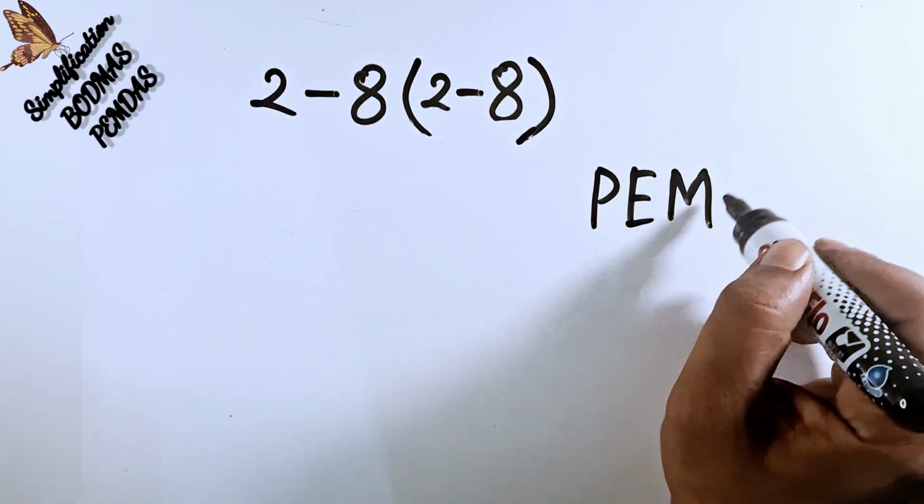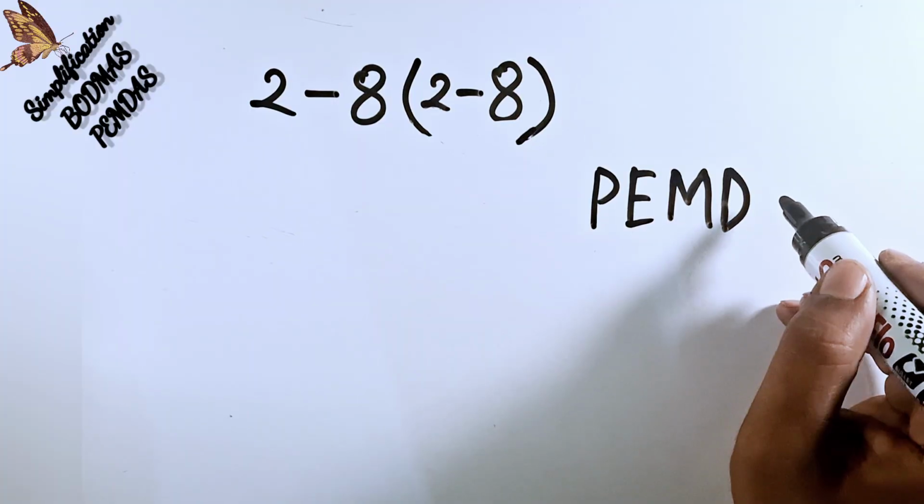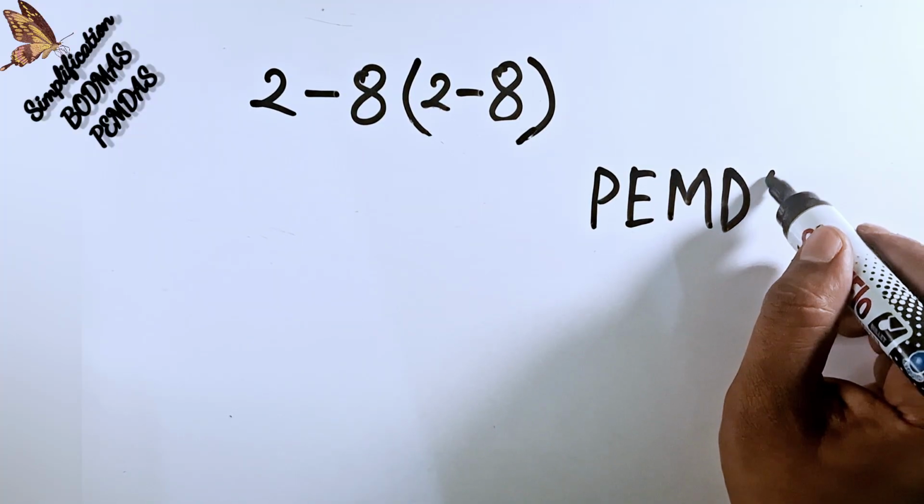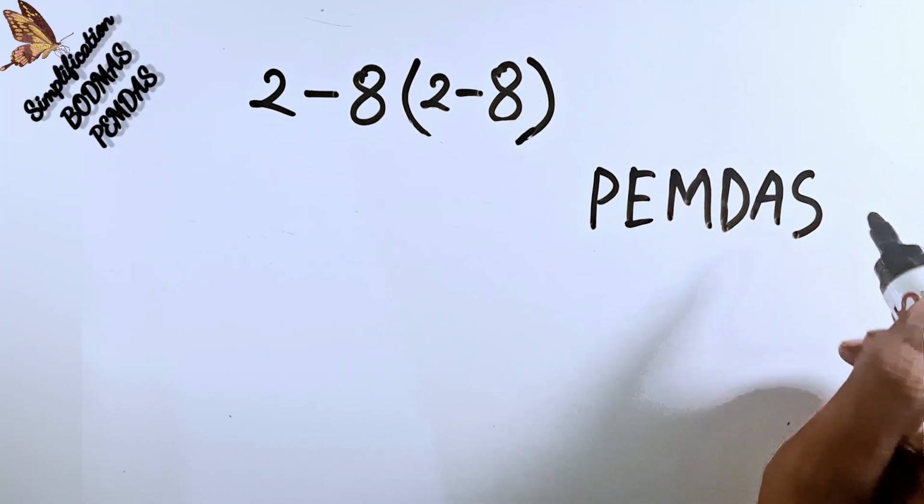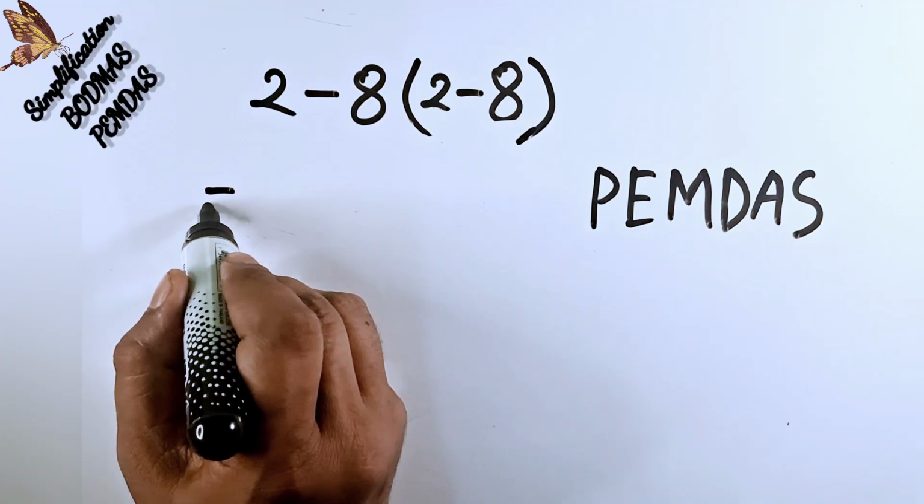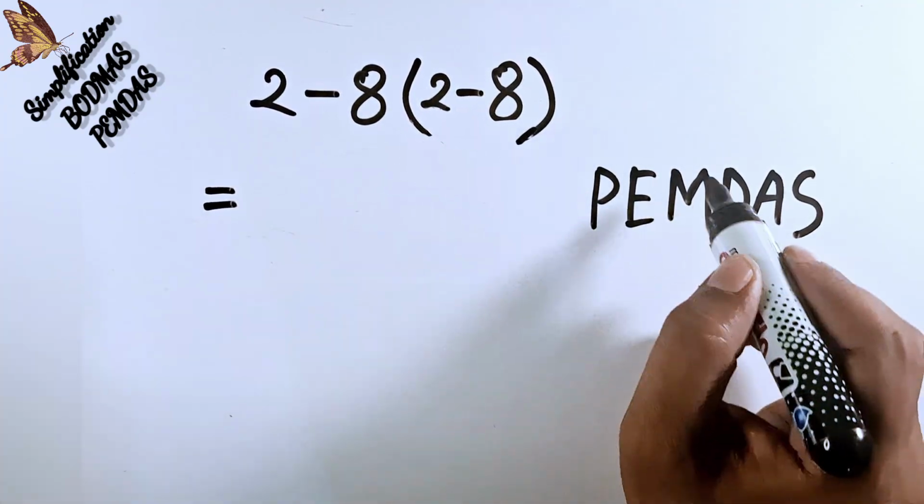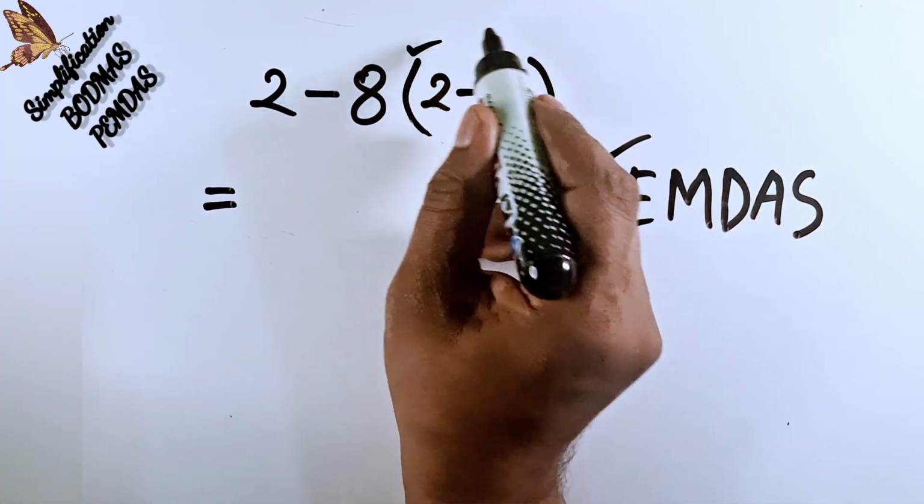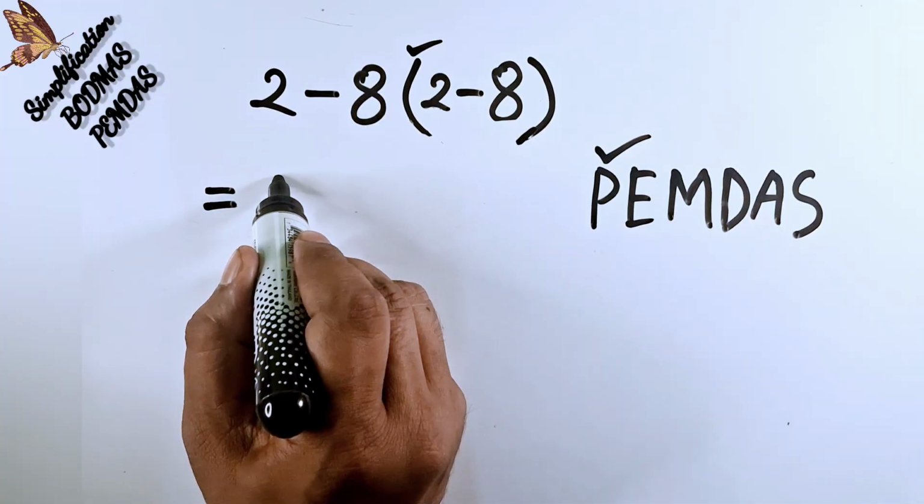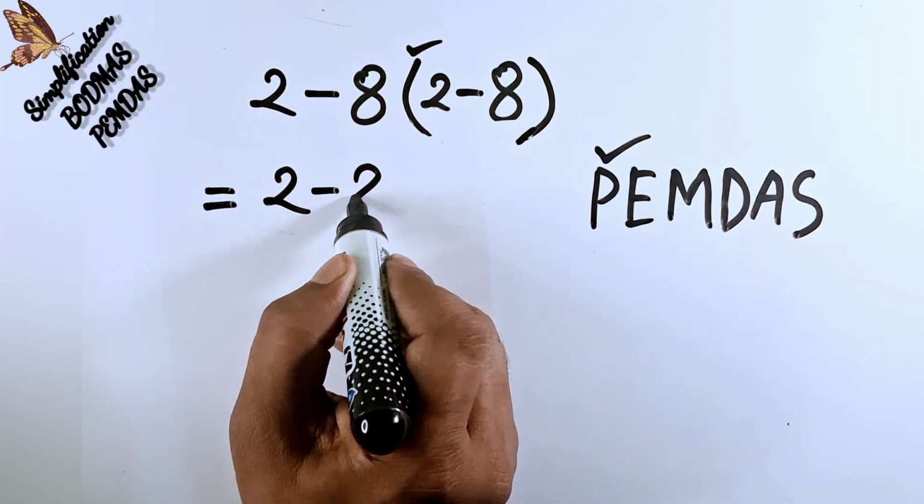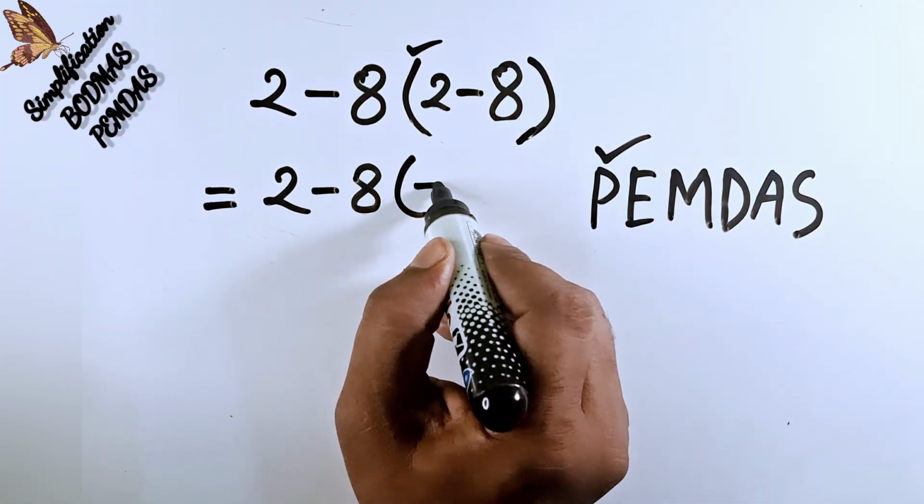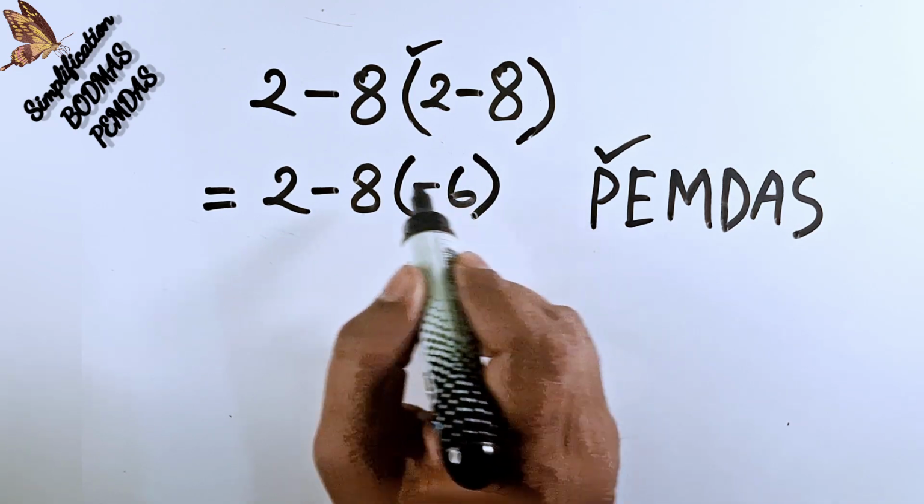PEMDAS rule or BODMAS rule. In this equation, we have to do the parenthesis first, because parenthesis has the most priority. 2 minus 8 inside of the parenthesis is minus 6.